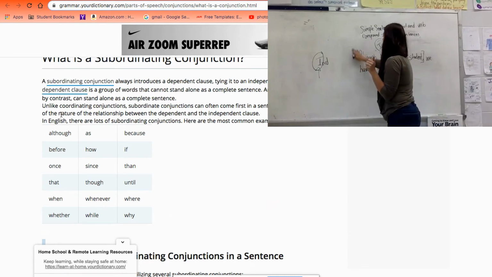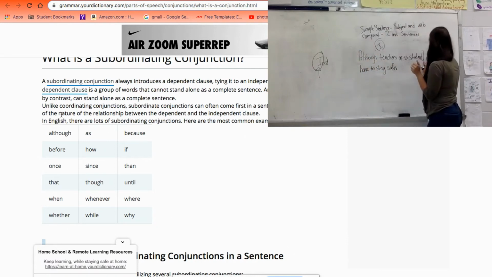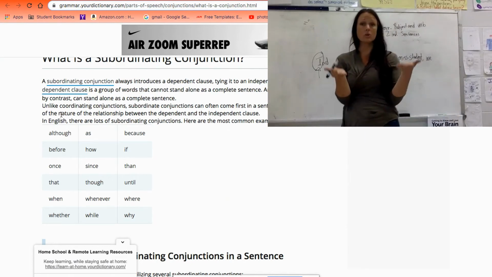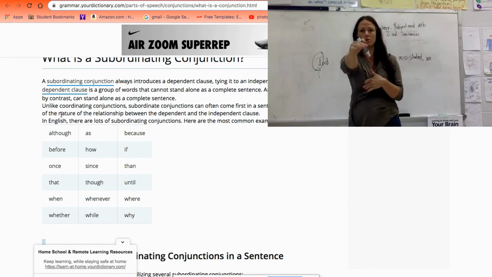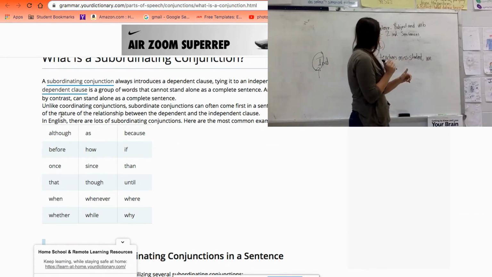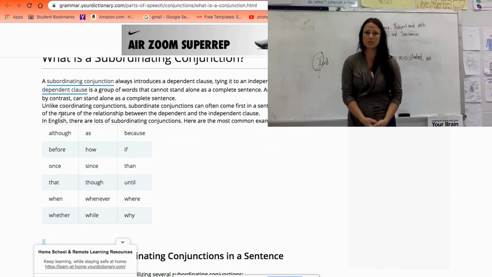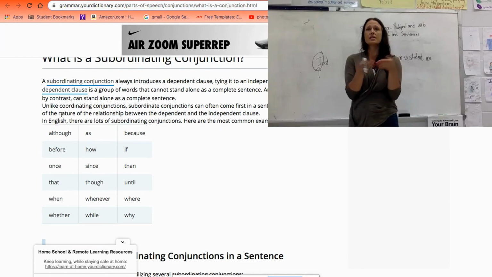What if I walked up to you on the street? You're out getting a Taco Bell, and I walked up to you, within 6 feet, and I said, although teachers miss students, your eyebrows would go like this, right? Why? Because it is not independent. It cannot stand on its own.